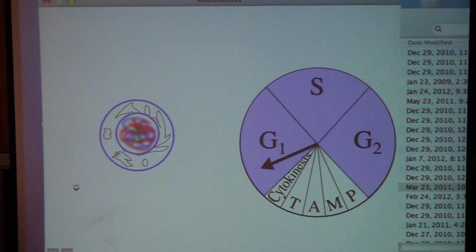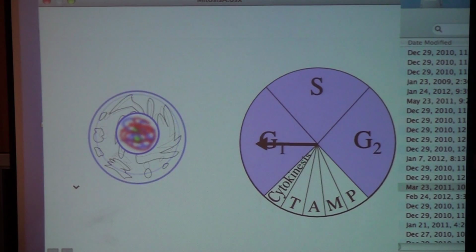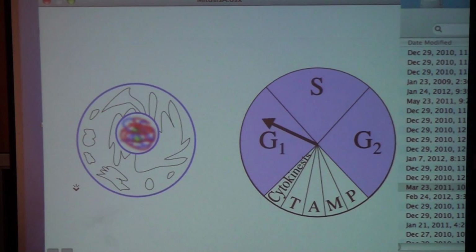Okay, so any questions on that? Kind of a big recap of Wednesday's lecture from last week. Okay, I think I finished off last time showing you some photographs of cells going through the cell cycle. Let's look at those again.